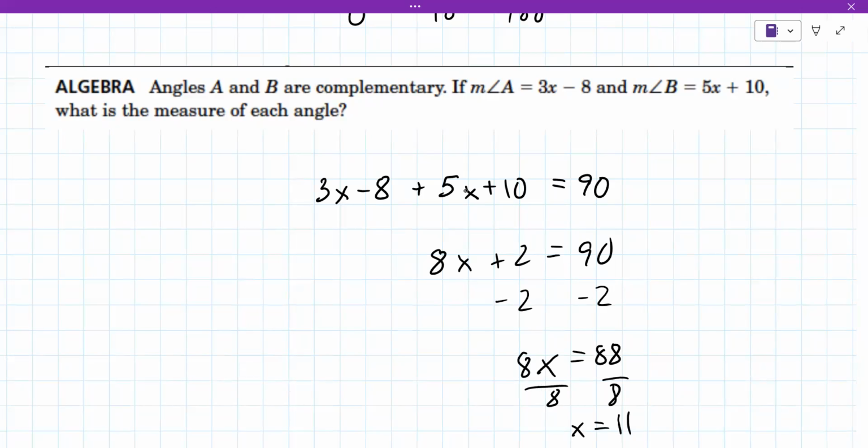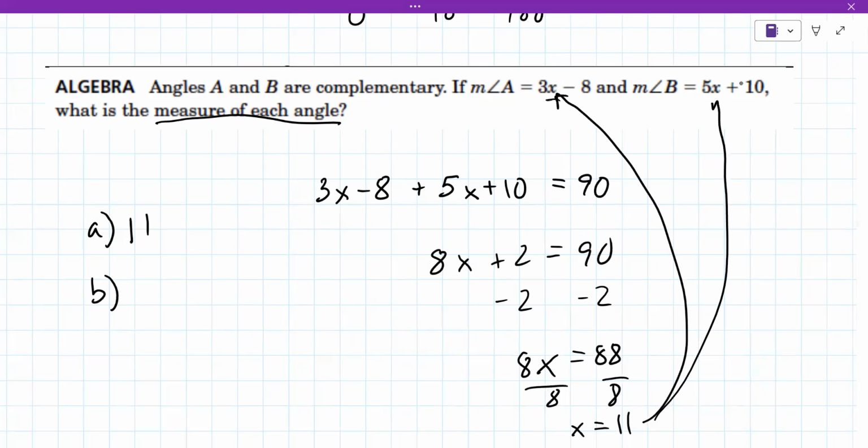Now, this is one of those things in geometry that gets a lot of students. If this were a multiple choice test, A would be 11. But that is not what it's asking for. It's asking for the measure of each angle. What does that mean? Does it want X or something different? Something else. Yes, it wants you to actually put 11 back in for X in each of the expressions.